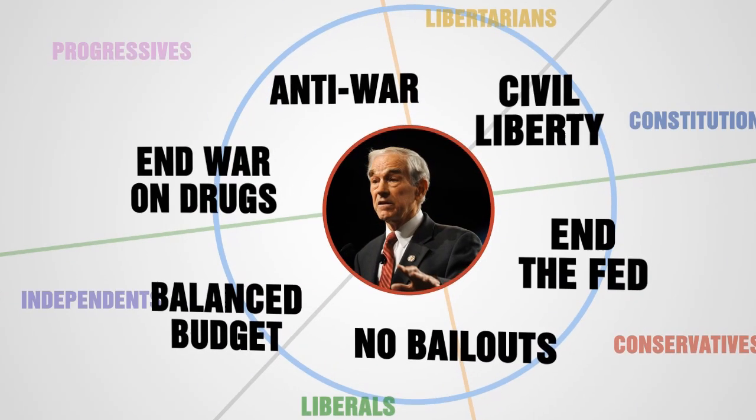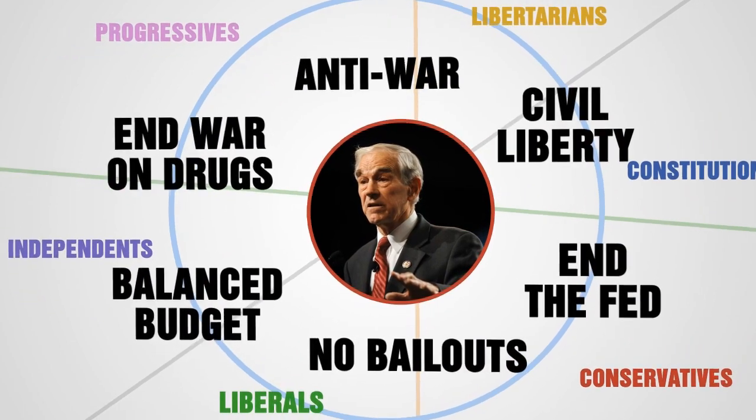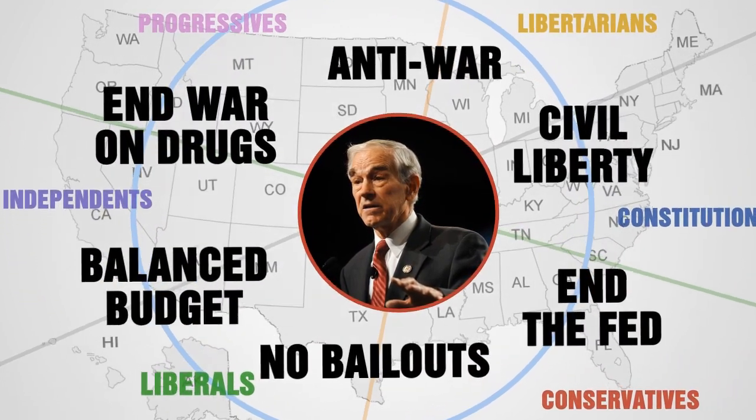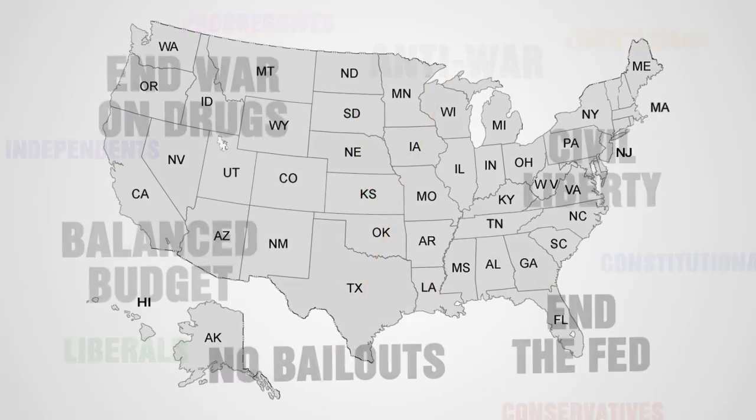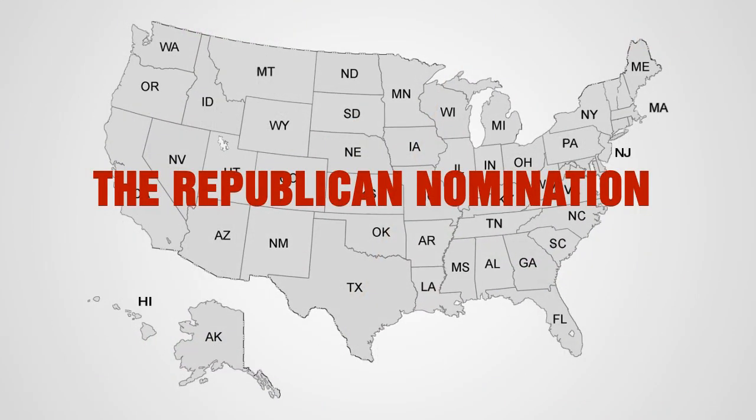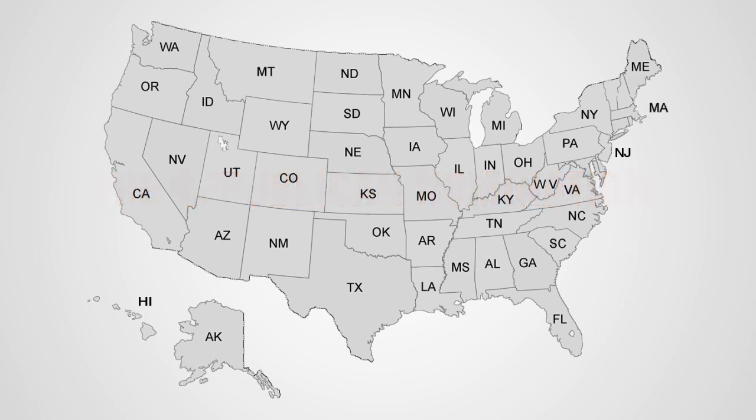Ron Paul's message of peace and civil liberty is bringing people together from all parts of the political spectrum. But to have Ron Paul as a choice for president in 2012, you need to help him get the Republican nomination first. There are a few things you'll need to understand to make this happen.